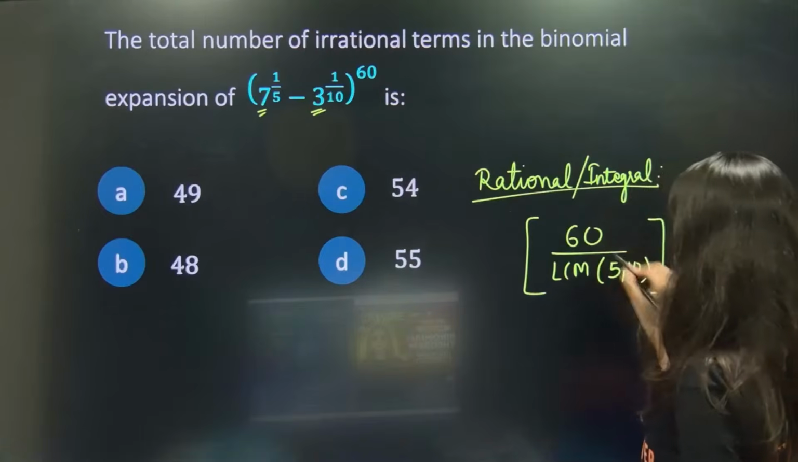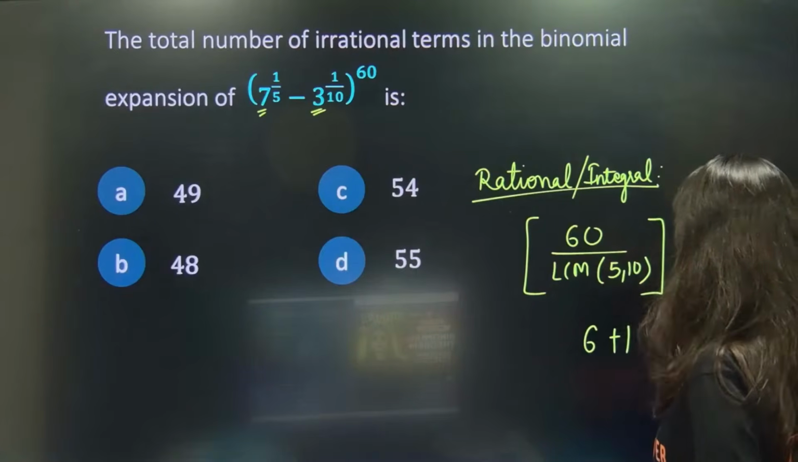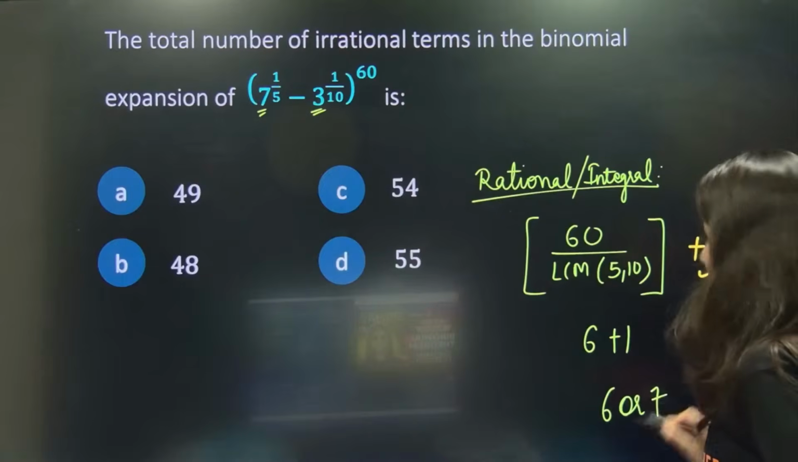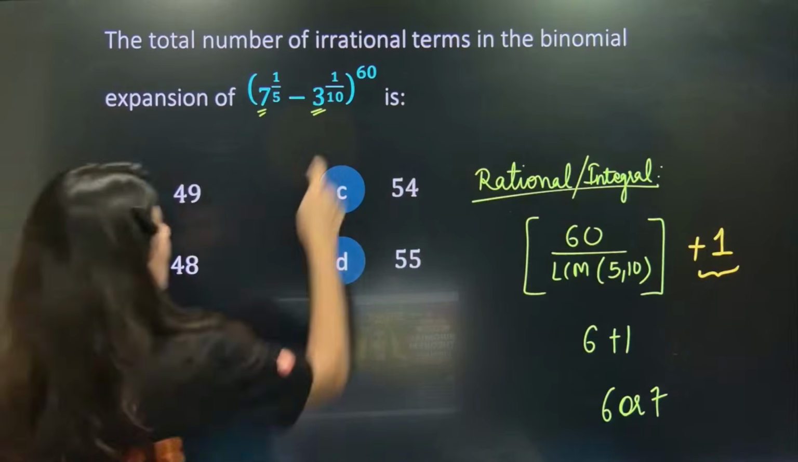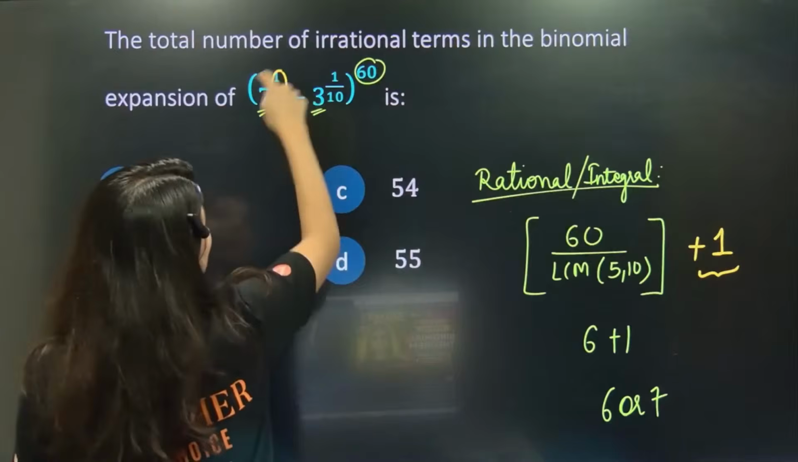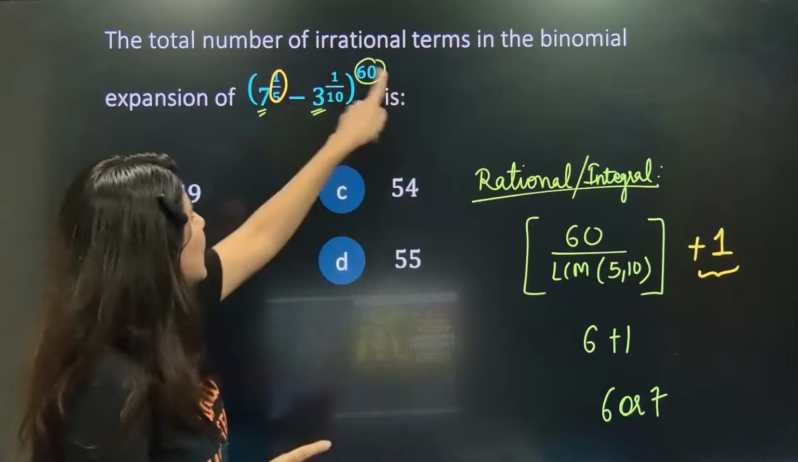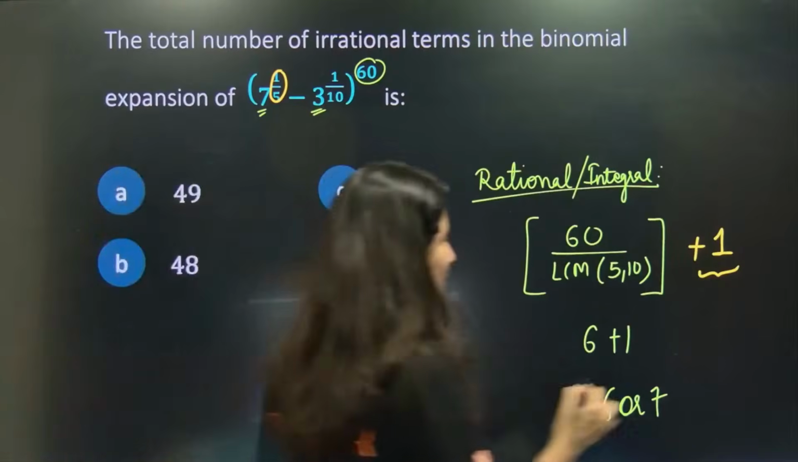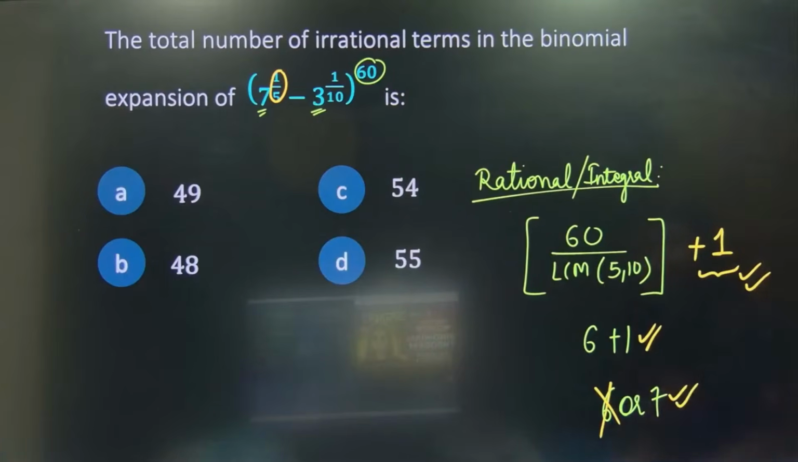But right now, LCM of 5 and 10. 60 by 10 is 6. So 6 plus 1, the answer would be either 6 or 7. Now, what will be my answer, 6 rational terms or 7? That will depend on whether the power is divisible by the first power. 60 by 5 you have to check. 60 by 5 is 12, which is a whole number. Good to go. That means plus 1 should be done. So 6 will be cancelled, 7 will be there.